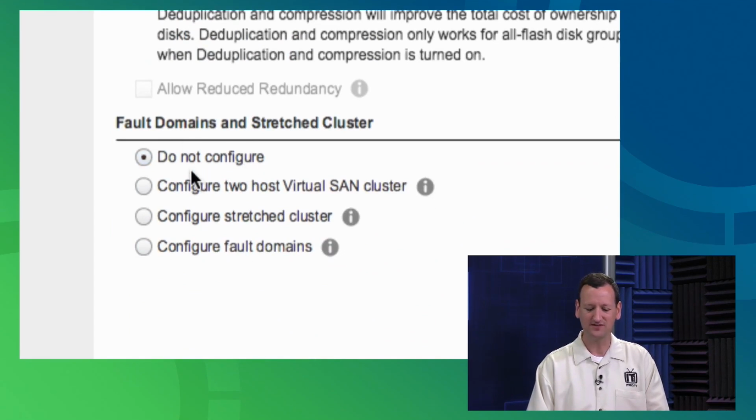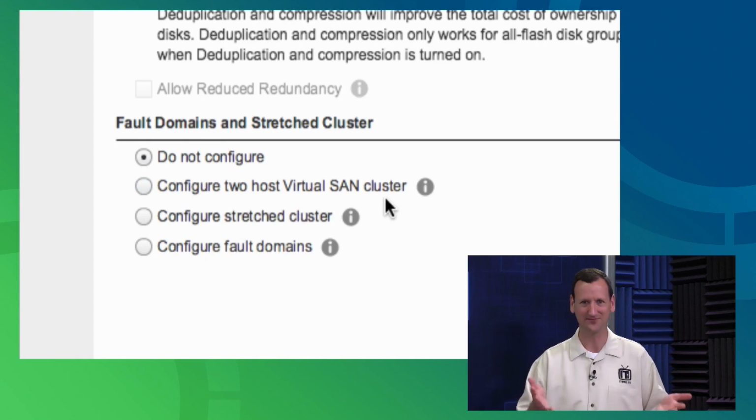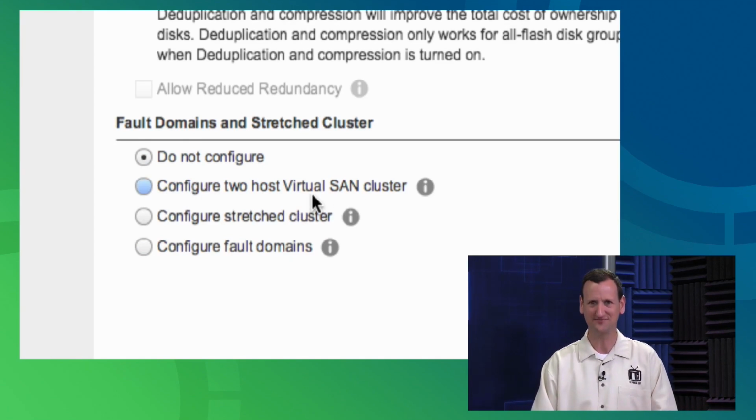Then fault domains. All right, under fault domains, here's where I can tell it how I want to set things up. And notice the very first option here, configure, well, the first option is to not configure it. I guess I should include that. But the second option is configure 2-host virtual SAN cluster. And I know what you're thinking. Wait a minute, Don, you said the minimum requirement is 3. What's this 2-host stuff? Well, 2 hosts are in the vSAN, and 1 host is a witness. This is actually 3 hosts, not 2.